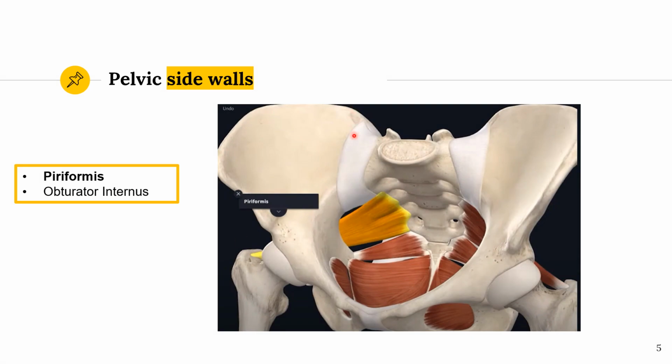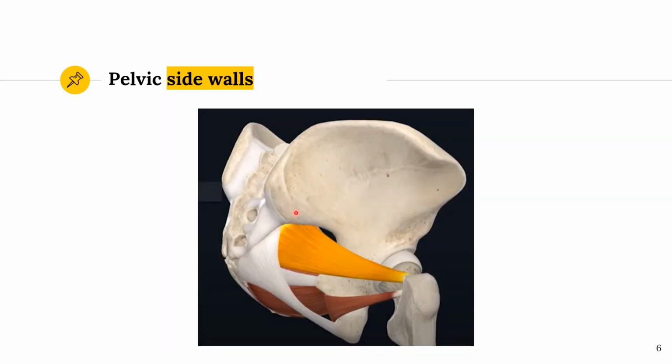Next is pelvic side wall. Pelvic side wall is made up of two muscles, the piriformis muscle and obturator internus. Here is the piriformis, which extends from the anterior lateral portion of the sacrum, then passes through the greater sciatic foramen and then attaches onto the greater trochanter. This is the lateral view, so we can see the piriformis coming out and attaching onto the greater trochanter here.